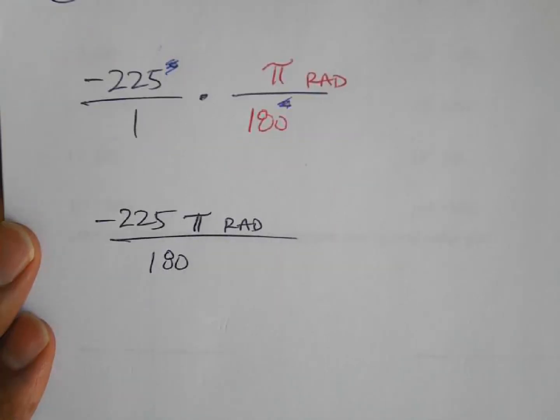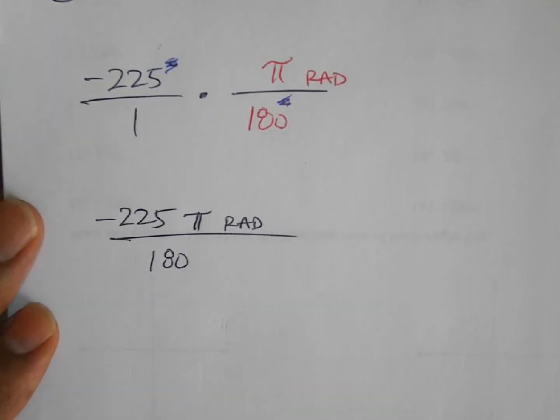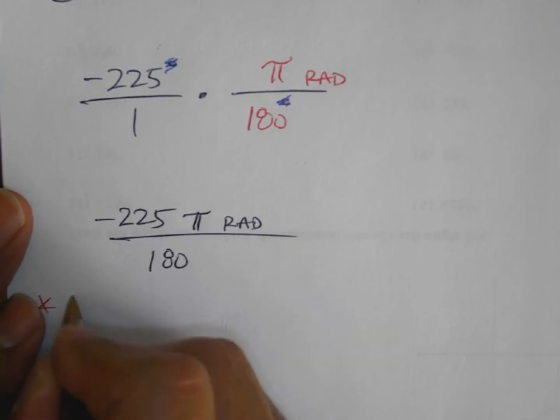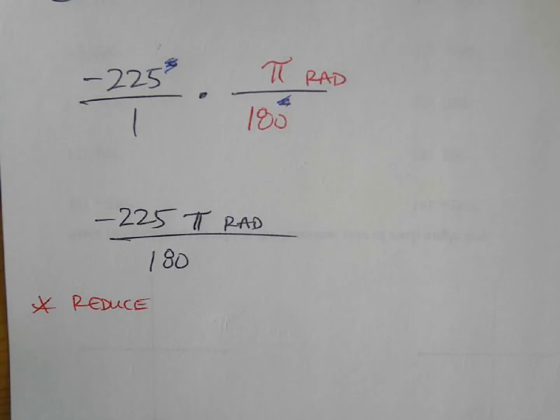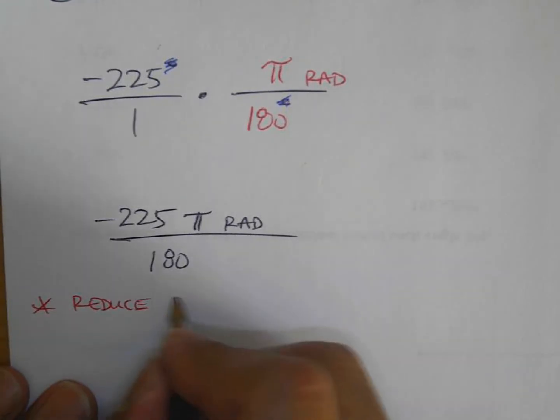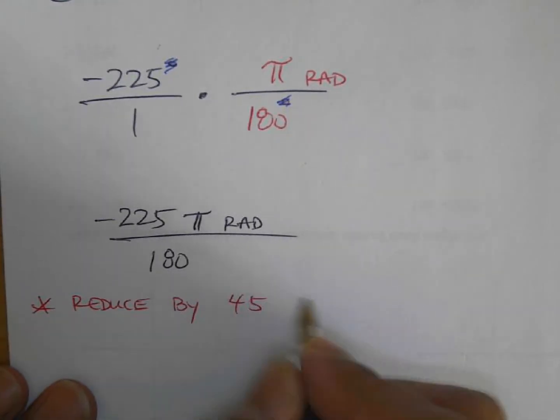I'm going to give you a hint. Sometimes they're reduced by 30s or 10s or 5s, but when you see something like this, it reduces by 45. You'll see 45. A 45 degree is a very popular number for degrees and radians. Reduced by 45.